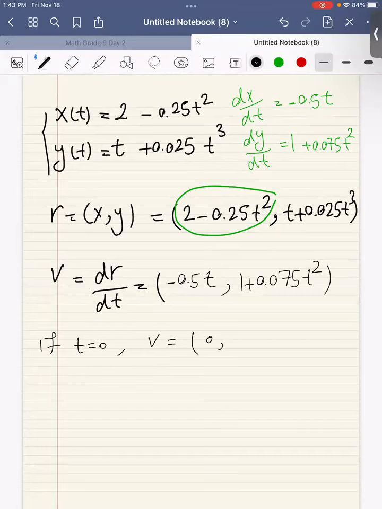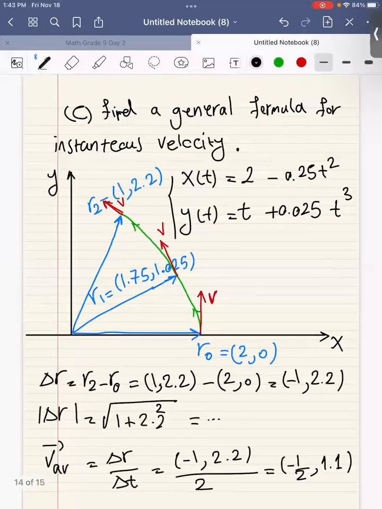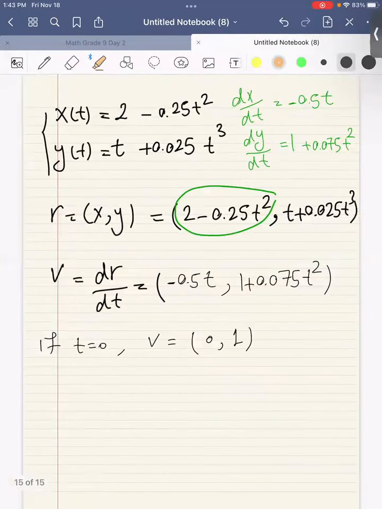is 0, 1. You see in the picture, the red velocity at 0. So the velocity is vertical. I mean this guy. You see this guy is vertical. Is 0, 1. So if t, we can compute it at different times.